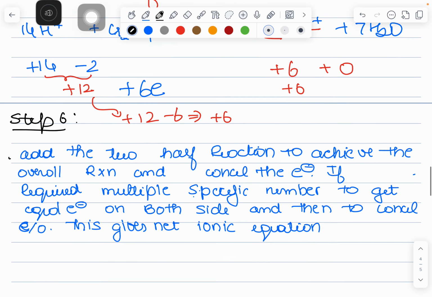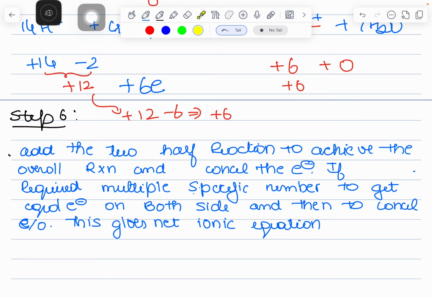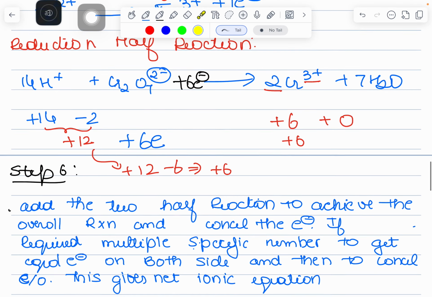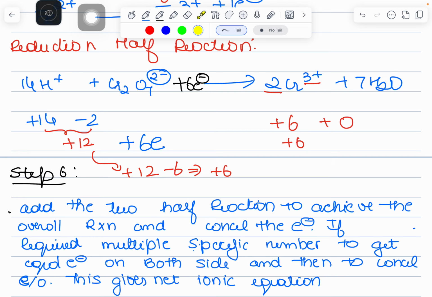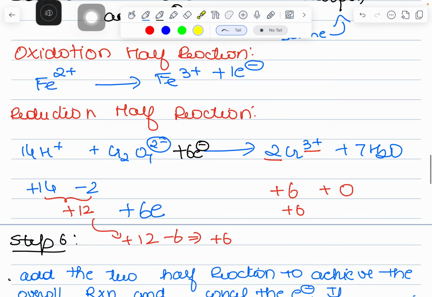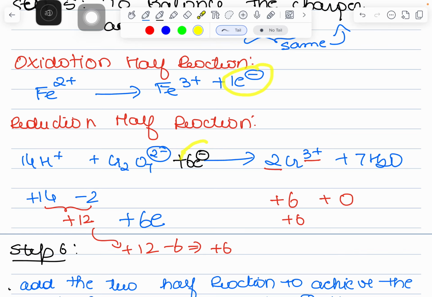Let's see step 6. Add the two half reactions. Now we will add the oxidation and reduction half reactions to achieve the net cell. Now we want the net redox reaction by adding both. Remember always, a redox reaction will never show electrons. So we have to multiply. See, now here we have 1 electron, here we have 6 electrons. We have to cancel both of these electrons. In the redox reaction, electrons are not present, so we have to cancel these electrons.